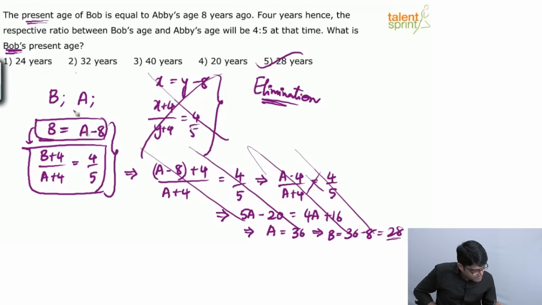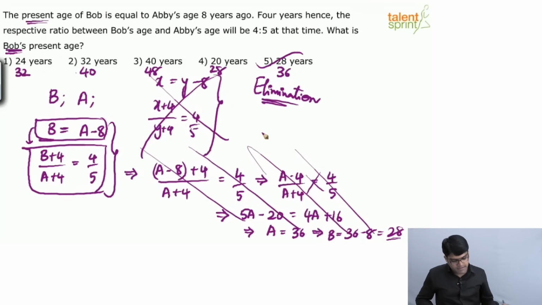So we know that AB's present age is Bob's age plus 8 years. So if Bob's age is 24, AB's age should be 32. If Bob's age is 32, AB's age should be 40. If this is 40, then AB's age should be 48. If this is 20, then AB's age should be 28. And if this is 28, then AB's age should be 36. Right or not?